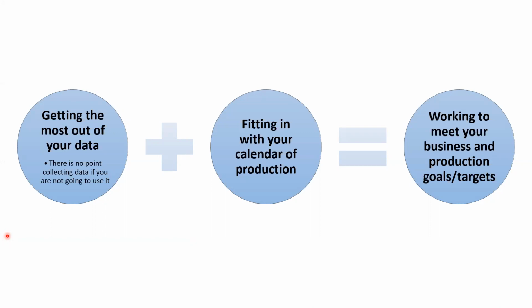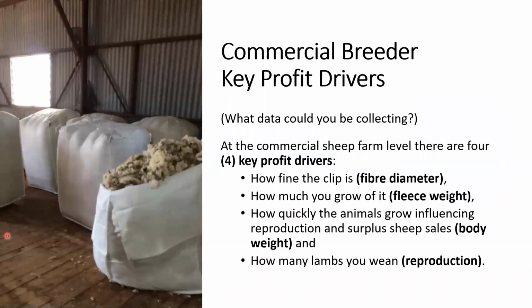Having a really clear breeding objective, as we've said in other previous YouTube videos, is going to be a key to working out which traits are going to be important to you in your operation and what you will measure. So for a commercial breeder, I'm going to focus on three key profit drivers, being fibre diameter, fleece weight and body weight. Now these are not exclusive of other important traits, but they are key traits that I've found that the majority of commercial breeders can easily collect and then utilise.